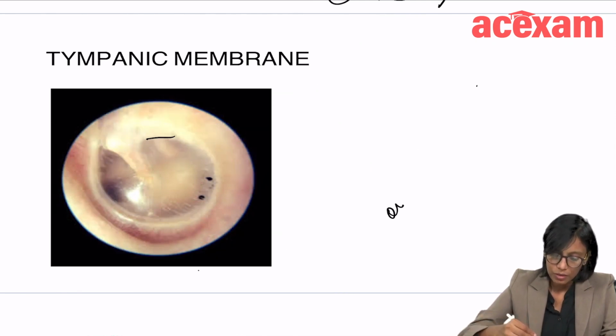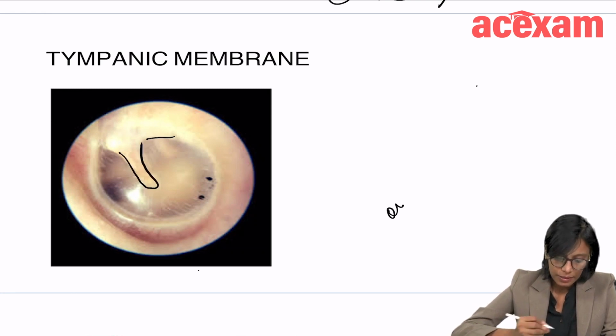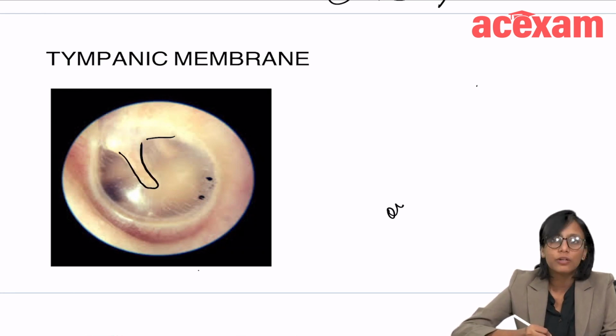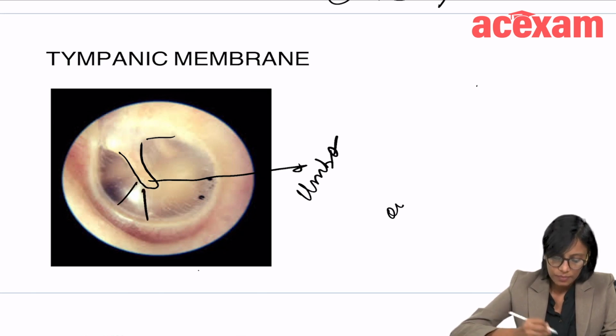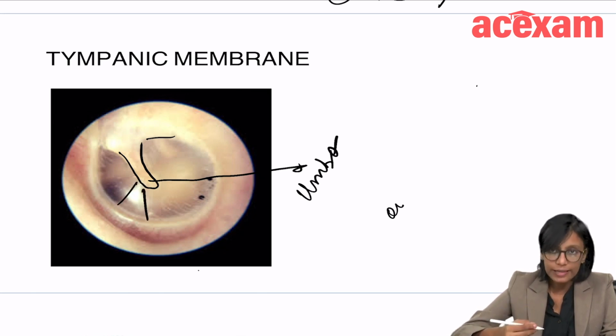Let's delete all of this. So now you can see here, this is the tympanic membrane, the handle of malleus, and this tip is known as the umbo. Here you can see some reflection of light which can be seen. This is known as cone of light.